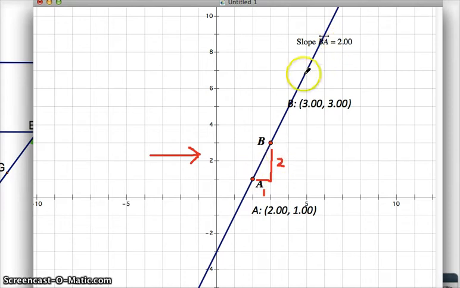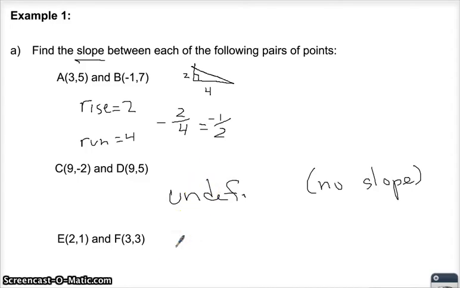Why is it 2? Well, rise over run here is 2. The rise is 2, the run is 1, that fraction equals 2, and it's positive because it's uphill. Okay.